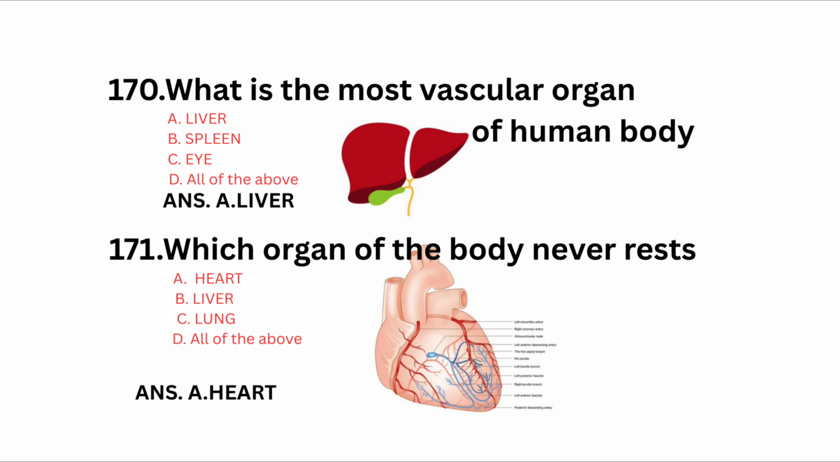170. What is the most vascular organ of the human body? A, liver, B, spleen, C, eye, D, all of the above. Answer is A, liver.